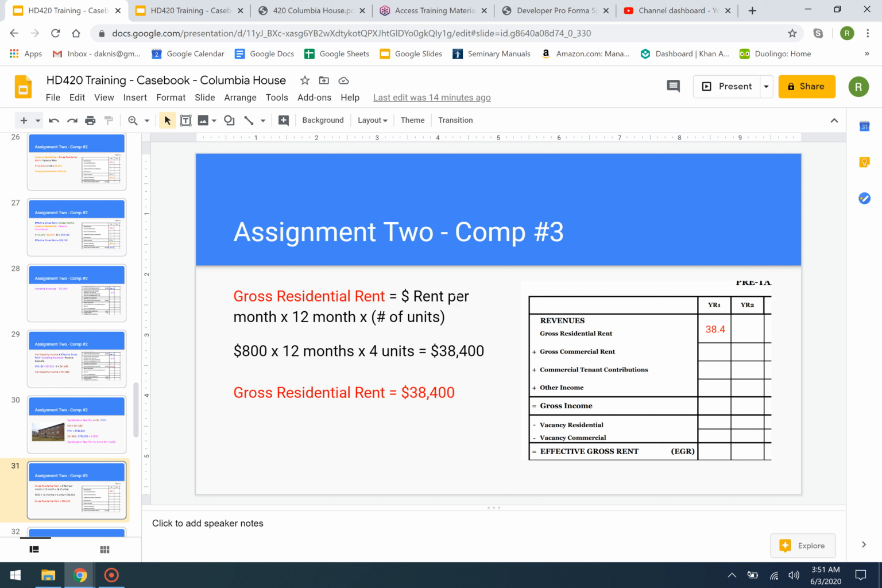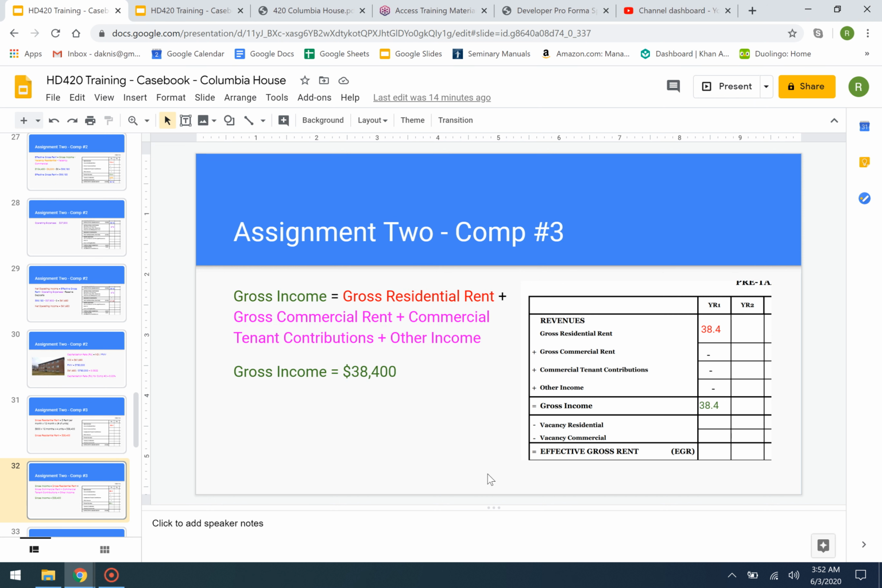Moving on. Third one, the pattern should be getting pretty familiar. Just plug in the numbers and go in the same pattern. So $800 per month for 12 months with only 4 units this time. We're coming up with 38,400. Plug that into the top. No commercial rents, no tenant contributions, no other income. So our gross income is 38,400.